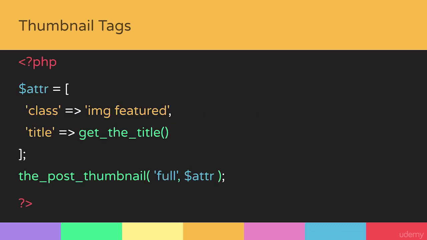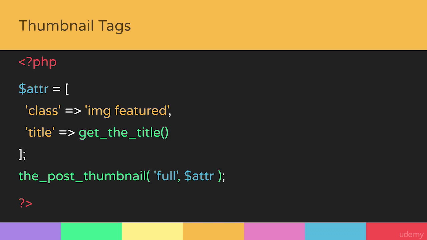So here's an example of the_post_thumbnail with attributes and the size being passed in. We can see for attributes, we're adding additional items onto class. So we want to have an img class and a featured class added. And then for the title of the image, we want it to be the title of the post. And we can't say the_title because it'll echo out onto the page. We have to say get_the_title, so it saves it as that value.